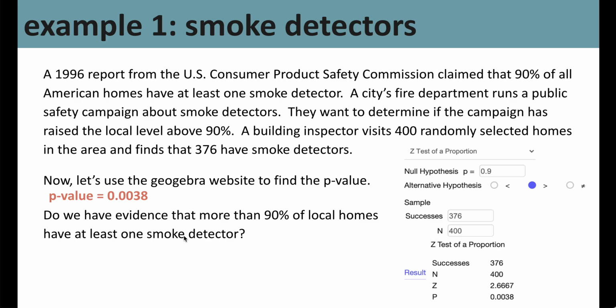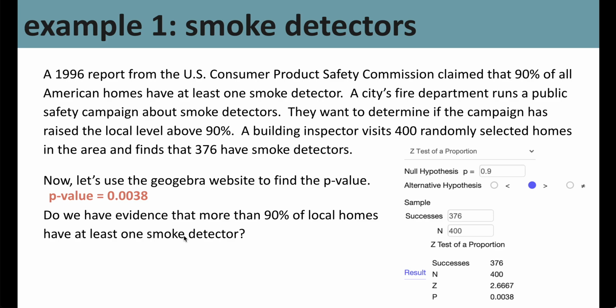So from there, we do kind of the same thing we did in lesson 9.2 to come to some kind of conclusion. So our conclusion is going to be, do we reject the null or not? And then what does that tell us about our alternative hypothesis, which is what we were testing? So do we have evidence that more than 90% of homes have at least one smoke detector? So let's start with the reject or not reject part.